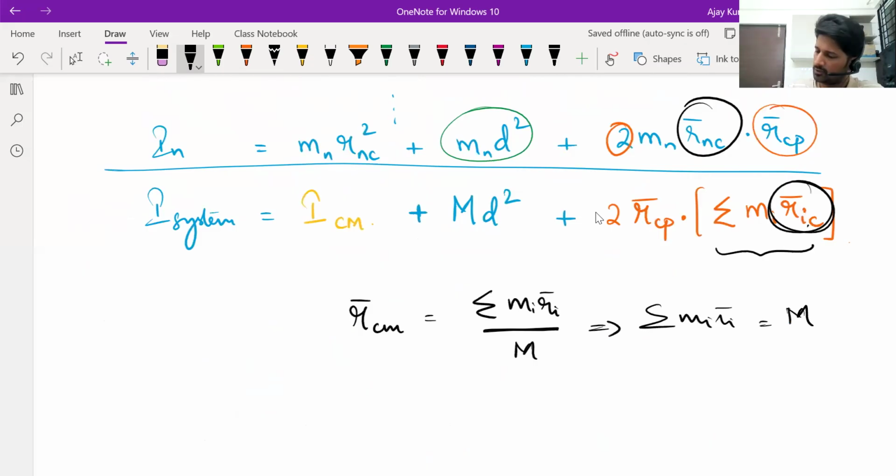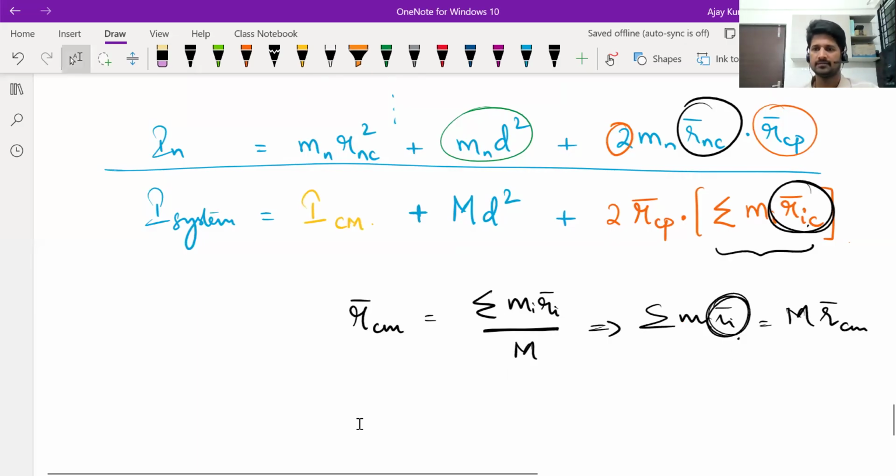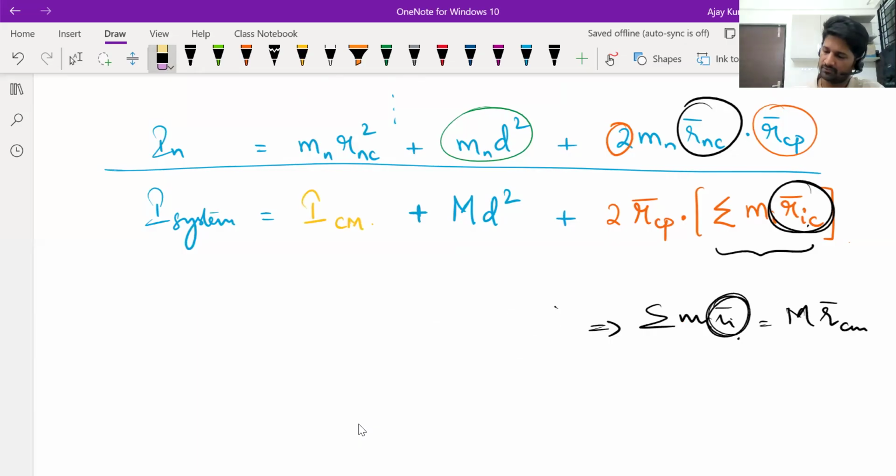becomes total mass into position of center of mass. But you took all these vectors with respect to center of mass. So you will end up getting position of center of mass with respect to center of mass. And one of you tell me, what is the position vector of a point with respect to itself? Zero. Okay, good. Position vector of a point with respect to itself is 0.